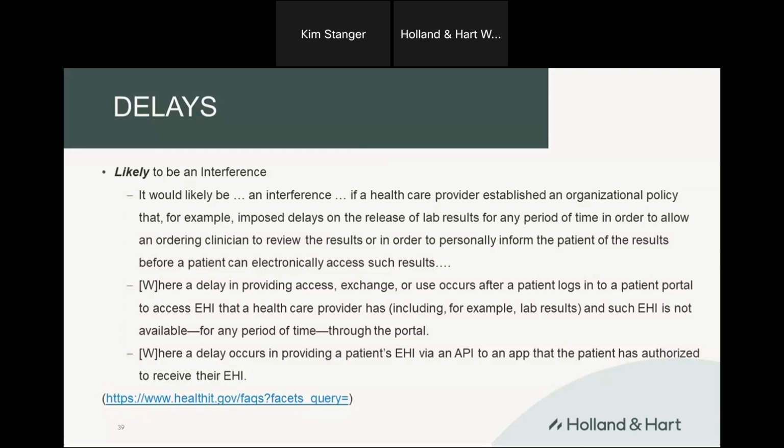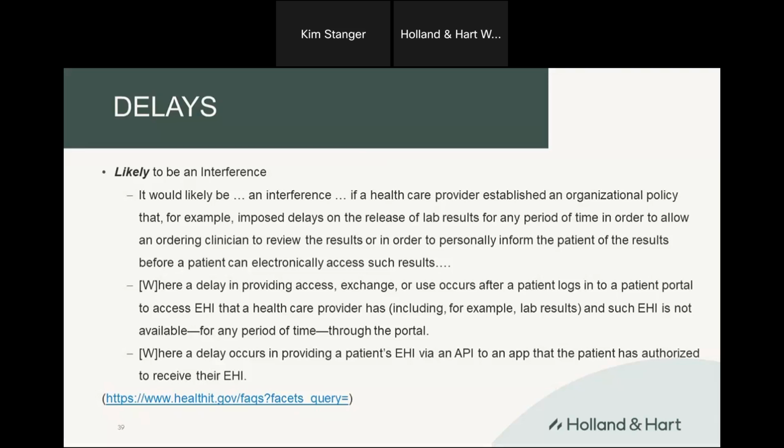Likely to be interference, according to the FAQ, would likely be an interference if a healthcare provider established an organizational policy that, for example, imposed delays on the release of lab results for any period of time in order to allow an ordering clinician to review the results, or in order to personally inform the patient of the results before a patient can electronically access such results. So again, this does not affirmatively require you to push out those electronic test results, but if you have those electronic test results available, then you've got to make those available to the patient if requested.